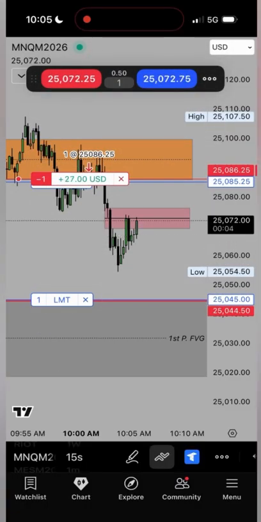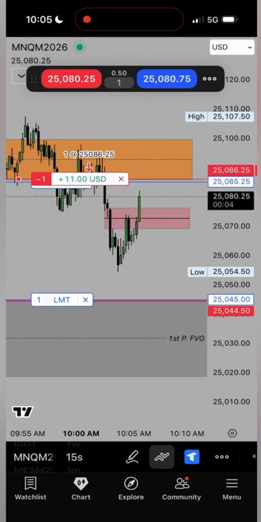I move my stop to break even here at this point. And this is the best part of the trade. No risk. So it doesn't matter what happens. I'm risk-free on this trade.